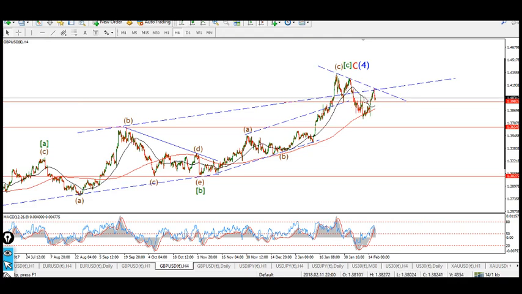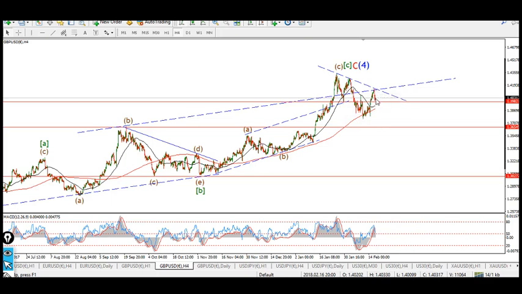It hadn't been broken, and the internal wave structure didn't lend itself to a reversal in an impulsive pattern to the upside as euro dollar did. So pound dollar could be ahead of the curve here for a larger degree turn down. Let's get into the short term chart, and we'll see if we get a clarification on that.